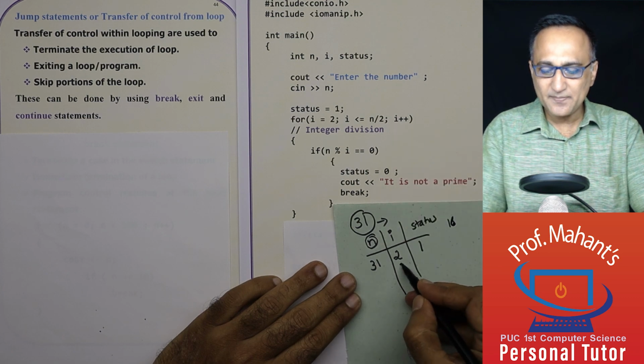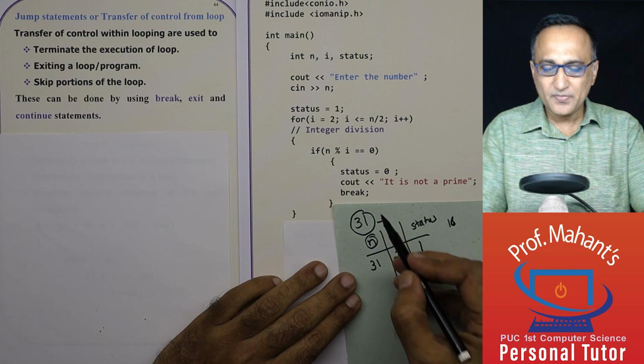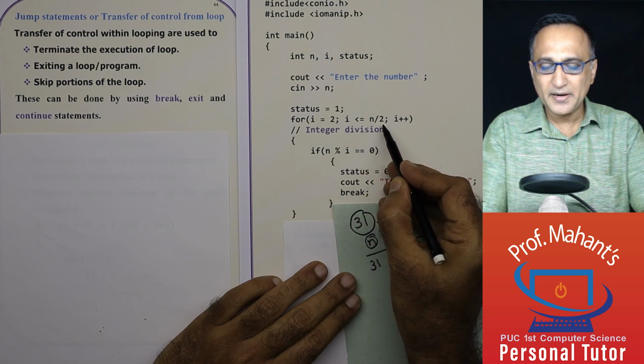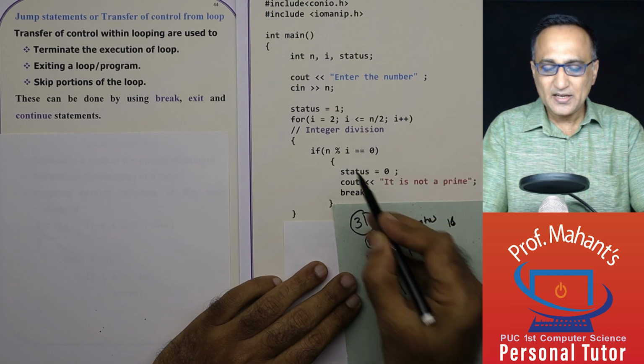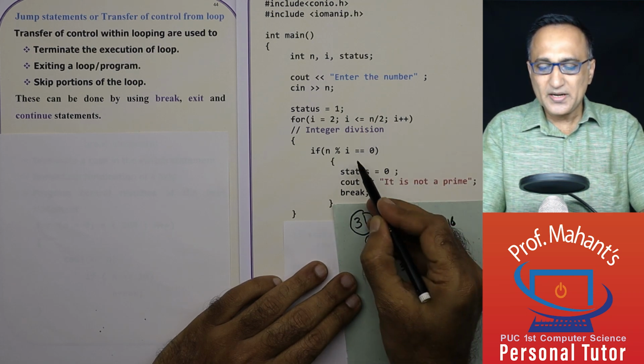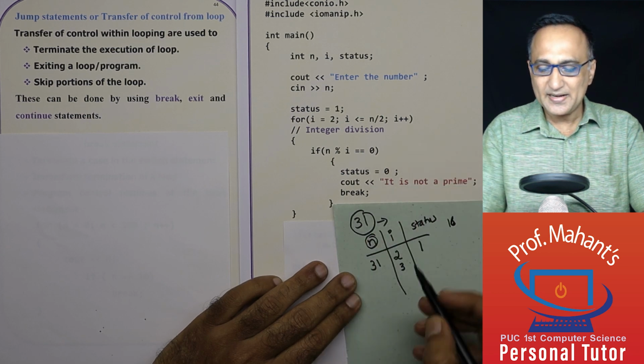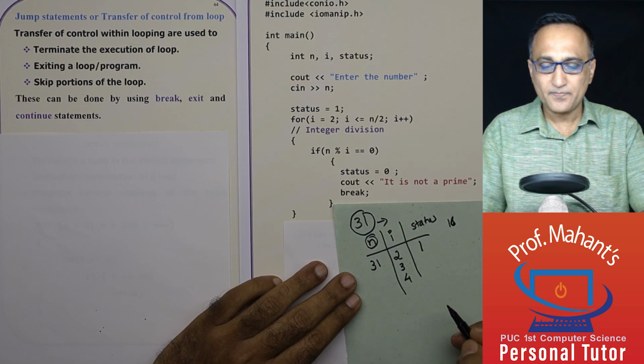I ends up becoming 3. Now I compare again. 3 is less than or equal to 31 by 2, which is 16. Now 31 divided by 3, is it equal to 0? It is still false. I ends up becoming 4.